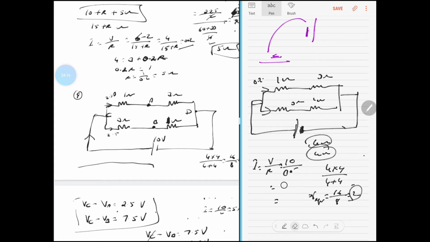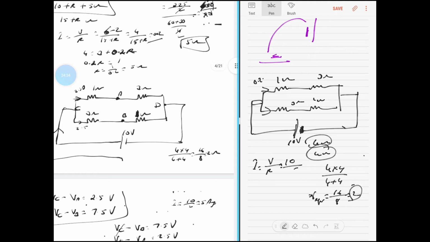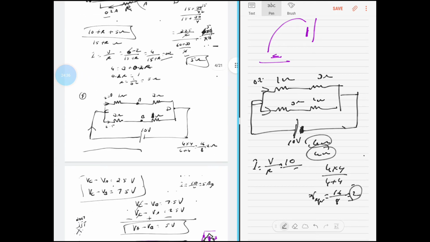So it's 4 into 4 by 4 plus 4, 16 by 8. So it's 2 ohms. And with that 2 ohms, I want to find the current through the circuit. That's I is equal to V by R, which is 10 by 2. This will give me 5 amps. The 5 amps will be broken up into 2.5 and 2.5.